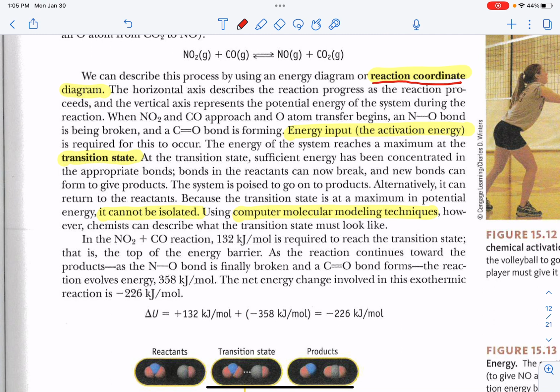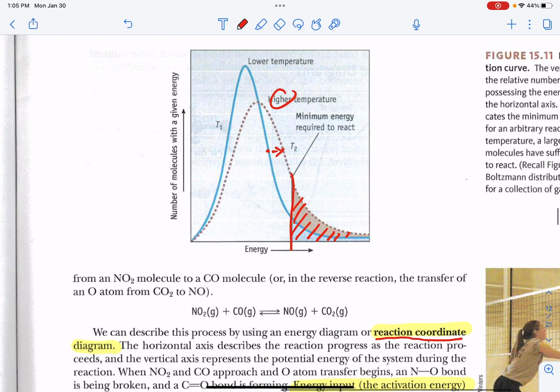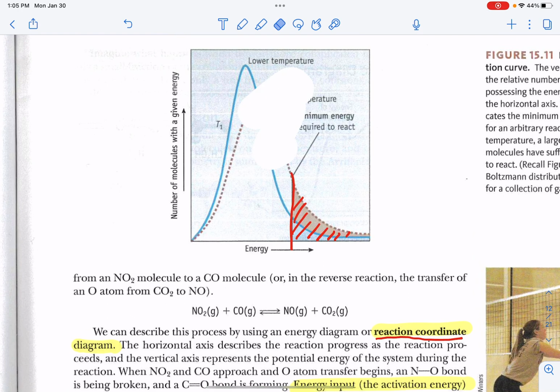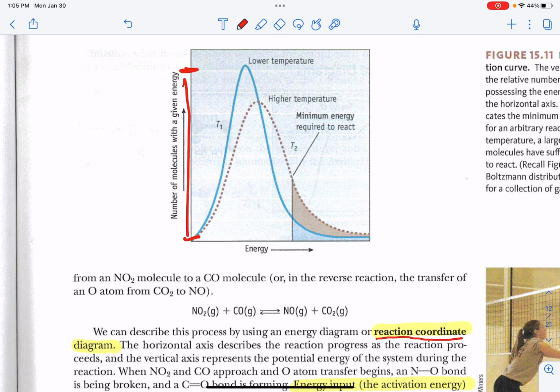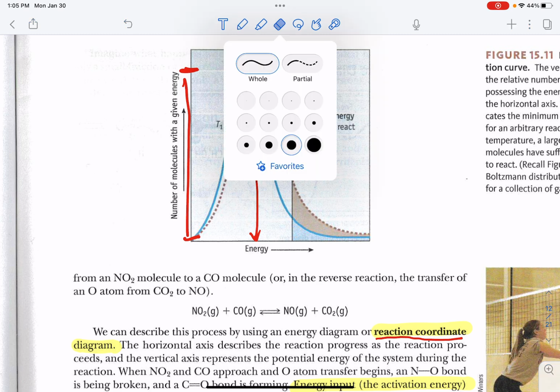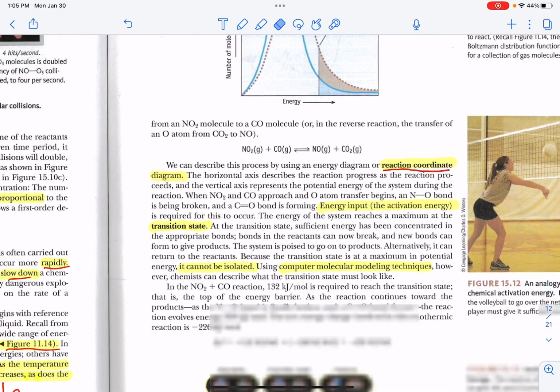Now that energy, when you get to the very, very top, come back to this graph, this energy right here, there's your activation energy needed at the lower temperature, but at the higher temperature you don't need quite as much energy. You're going to get a lot more particles. I'm going to erase this and use a different graph to explain that better.